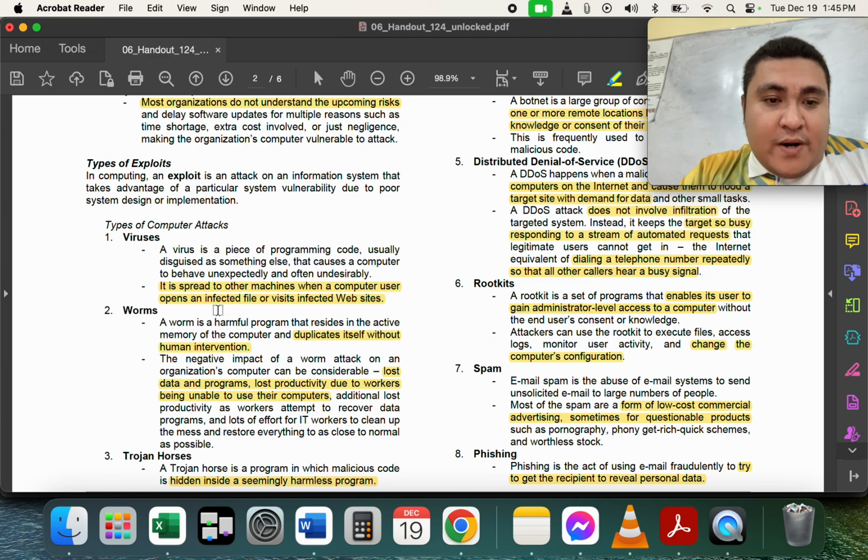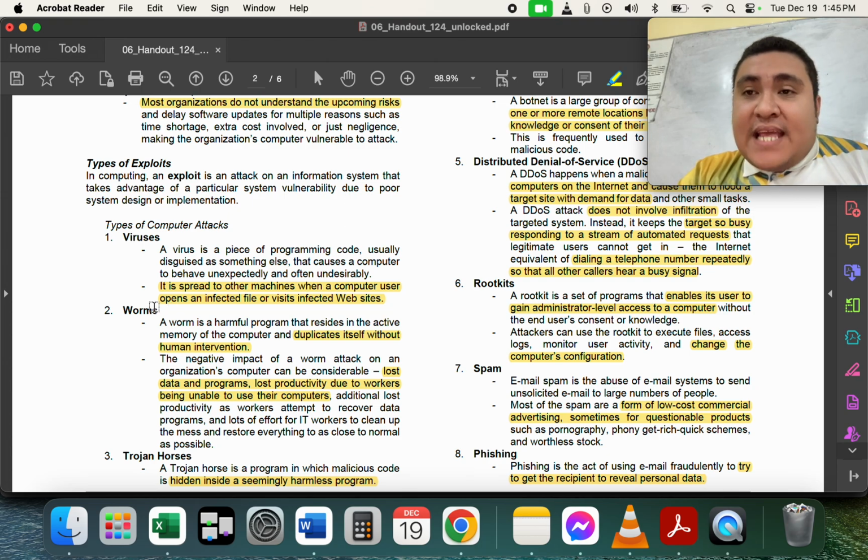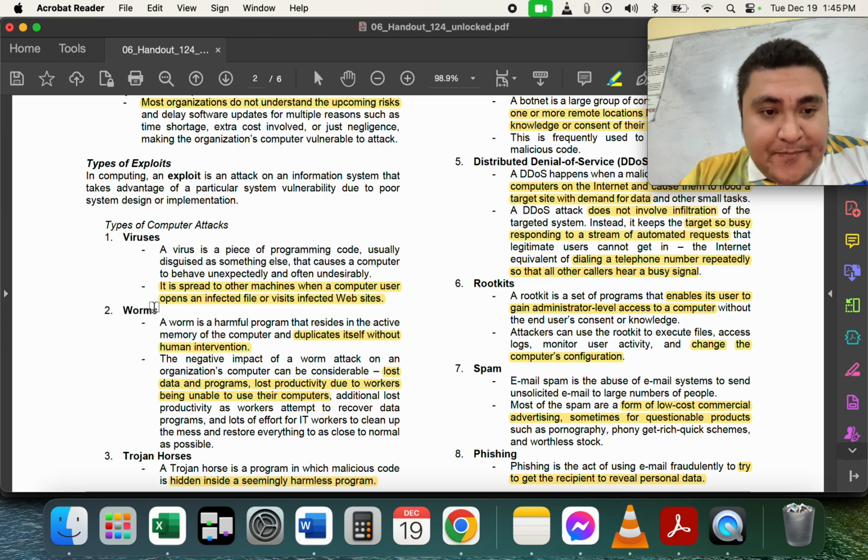You also have worm. A worm duplicates itself without you doing a copy and paste, without human intervention. This results in lost data and programs, and lost productivity due to workers being unable to use their computers.